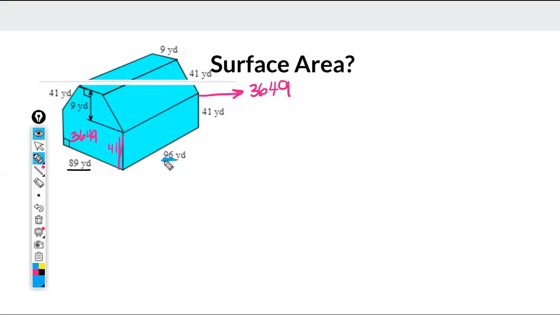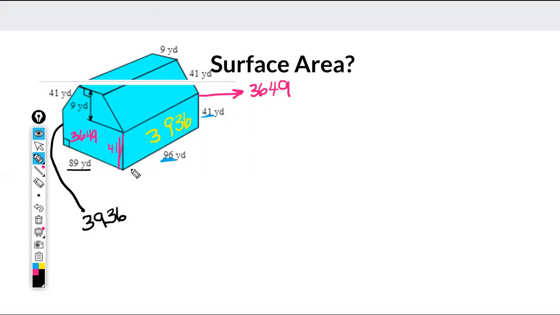We're going to go 96 times 41, because area is length times width. 96 times 41 gives us 3,936 square yards. And then again, it would be the same on that parallel side there. Okay, so we've got all the sides.